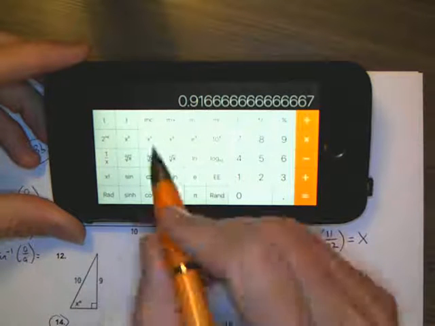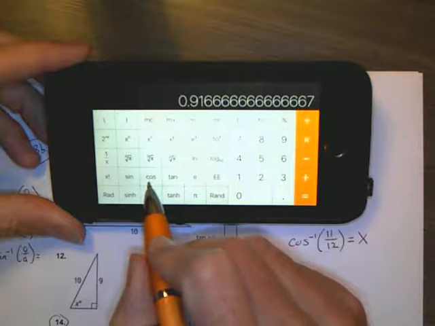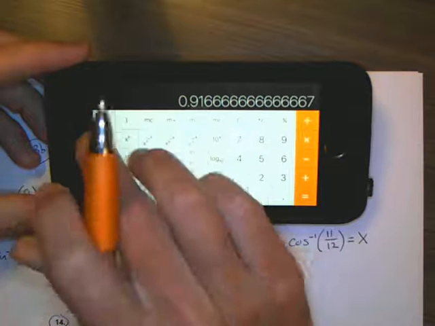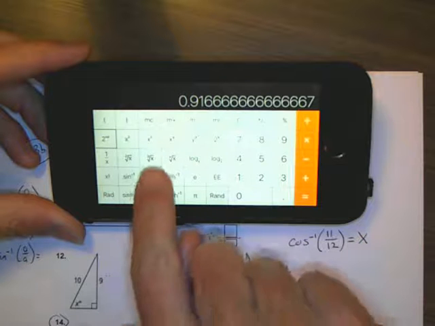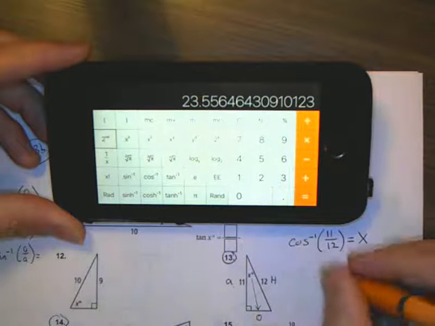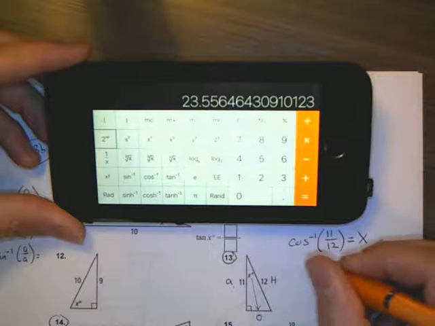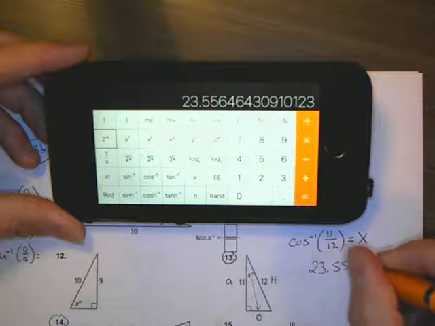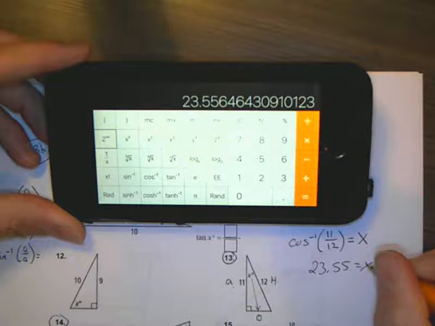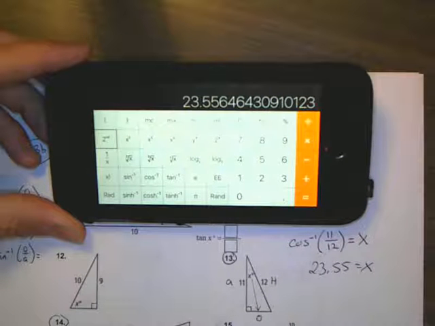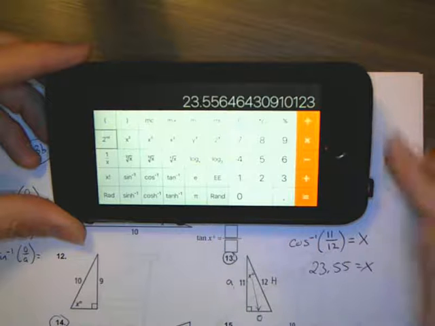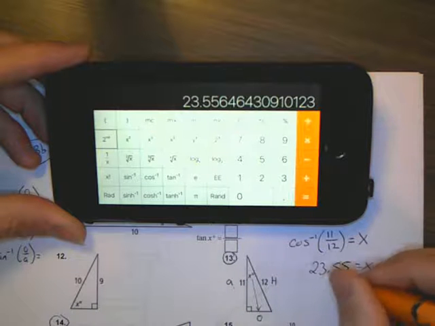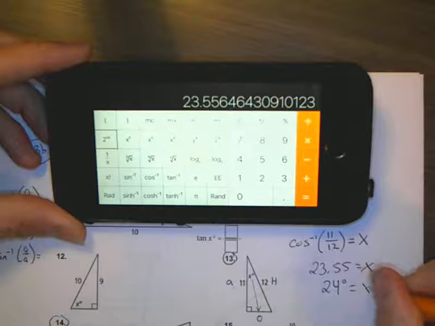So when I look on my iPhone, I have cosine there. It's not what I want. So I'm going to press the second button. When I press second, now I get the cosine -1. So I press it, and it tells me that x is equal to 23.55. Well, I can't really have an angle measurement of 23.555. I mean, I could, but what we want to do is round up to the nearest whole number, or round down, depending on what it's going to be. So 23.5 rounds to 24 degrees is my value of x.